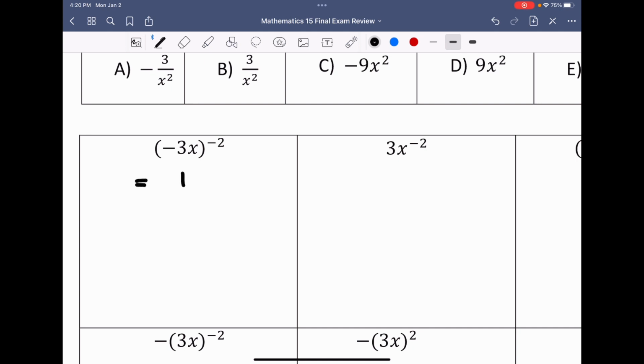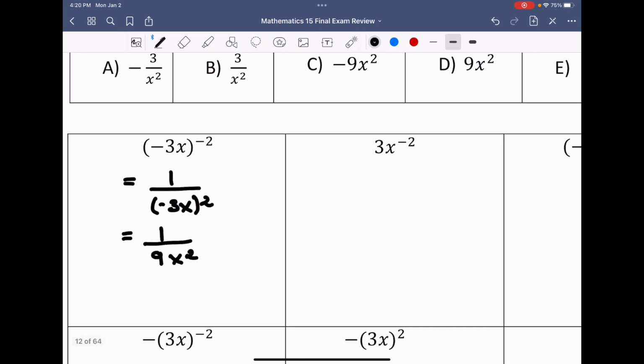This is equal to 1 over negative 3x squared, because the exponent becomes positive. You keep whatever's in the brackets, just move everything to the denominator or numerator. And then it's going to be 1 over 3 squared, which is 9. A negative raised to an even power is going to be, more specifically, a positive number. So negative 3 squared is actually positive 9. And then we have x squared.